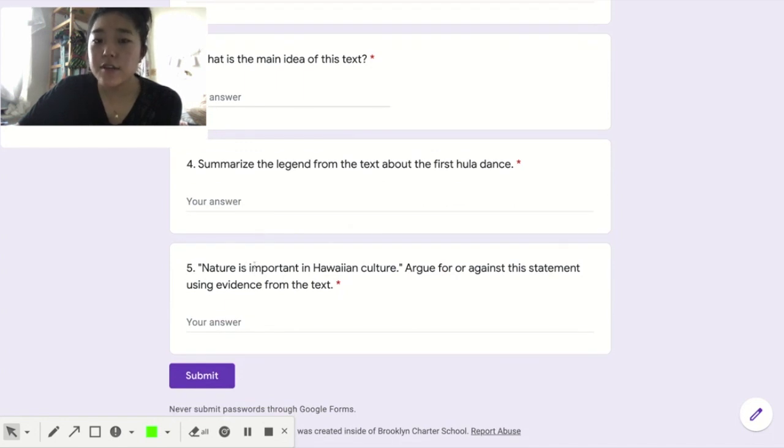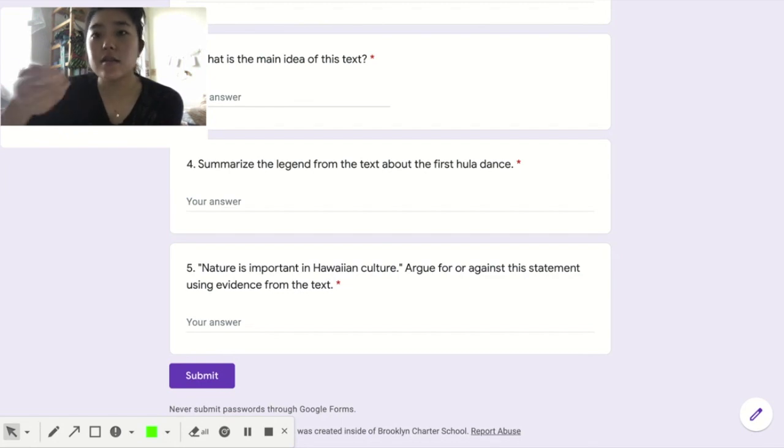Number 5, nature is important in Hawaiian culture. Argue for or against this statement using evidence from the text. So that means you have to agree or disagree that nature is important in Hawaiian culture. So you can say, nature is important in Hawaiian culture because blank, and then continue explaining. You can also write, nature is not important in Hawaiian culture because blank.